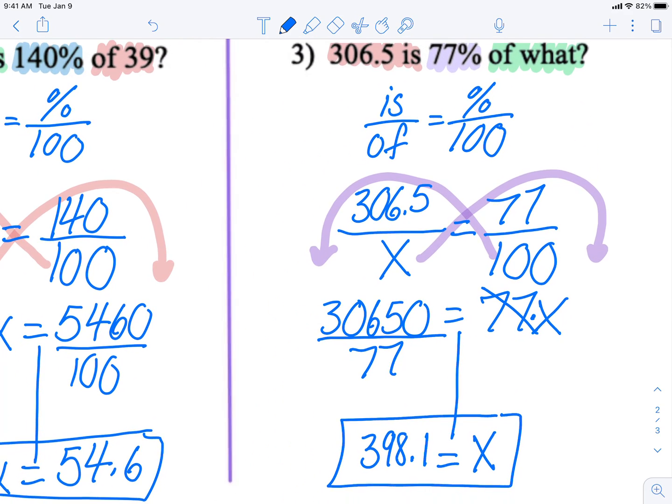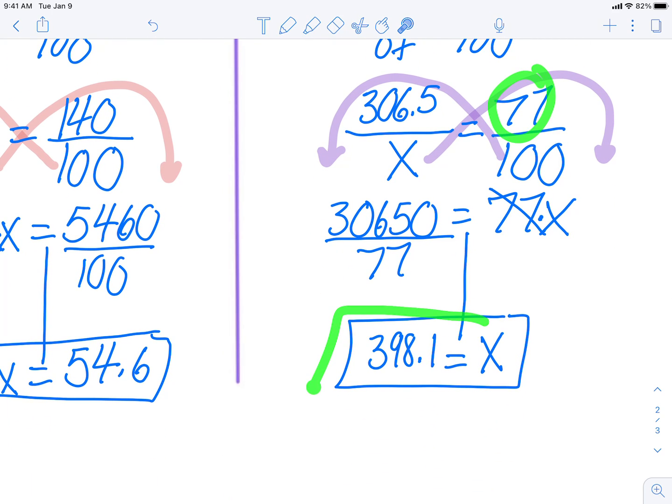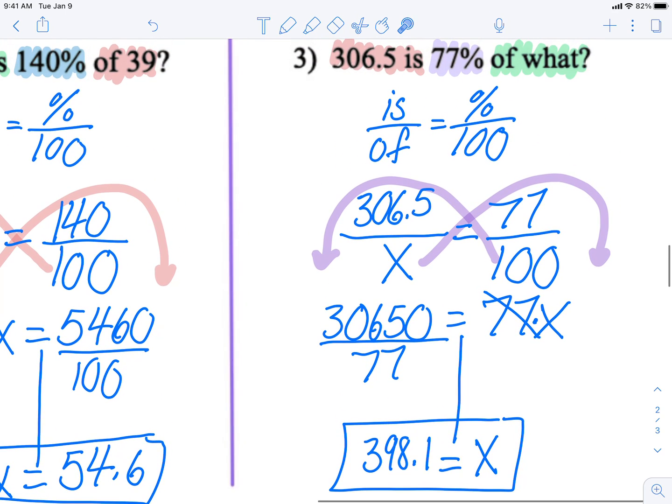Well, is it a percent? Is it percent that's missing? No, I have my percent. So this answer is not going to be a percent. It's going to be just a number. So we found what? 306.5 is 77% of 398.1, which makes sense, right? It's not 100%. It's not 398.1 right here. It's getting there, which is around 77%.